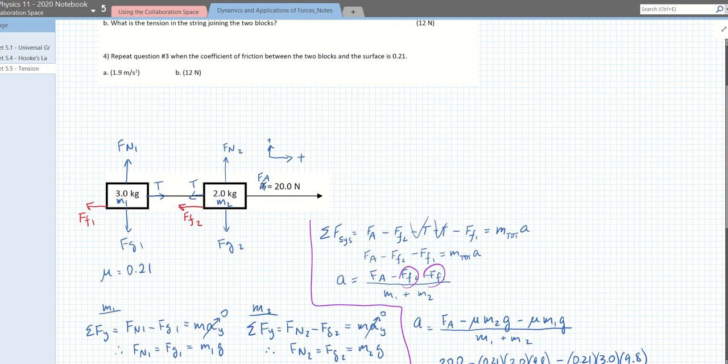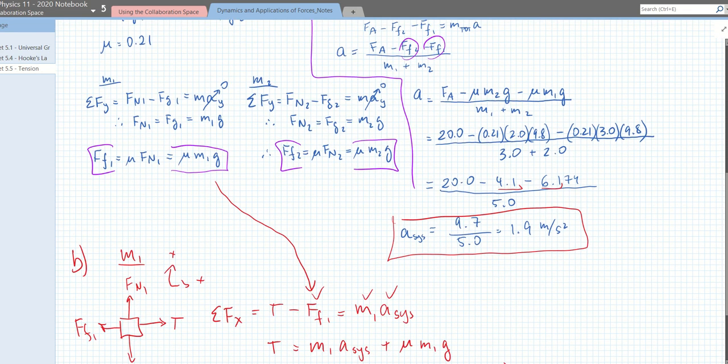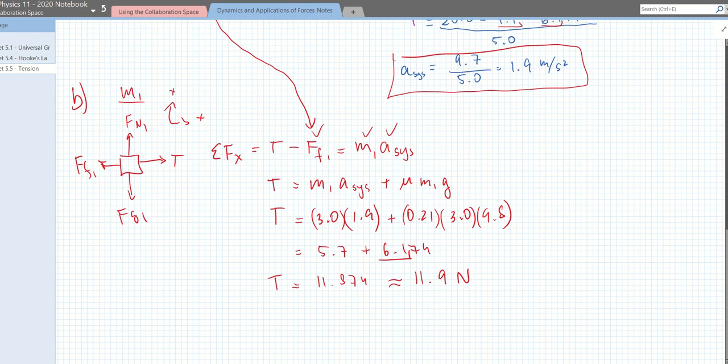Let's double check. 12 newtons. So yeah, I think the answer key is a little off, but well, 11.9 and 12, that'd be 2 sig figs, but because we're adding, we should look at the number of decimals. So this is the right answer here. So it should be 11.9, not 12.